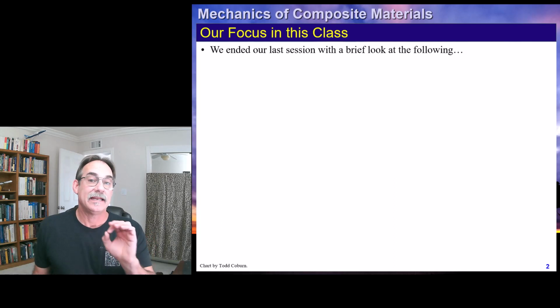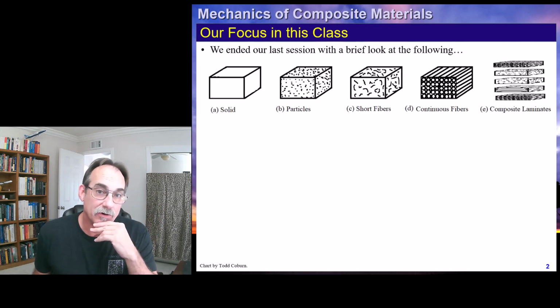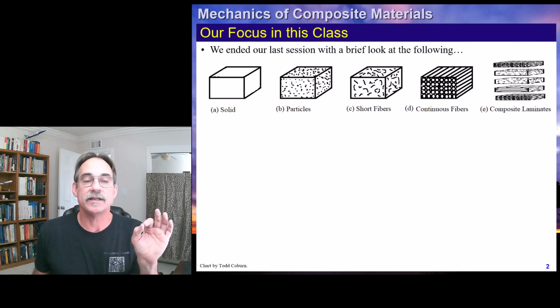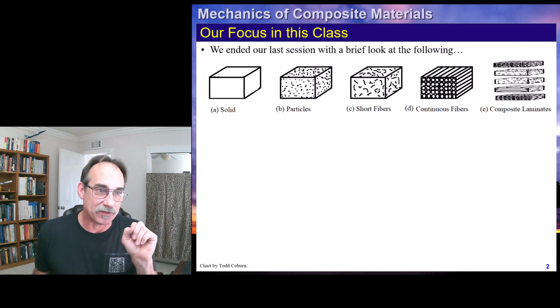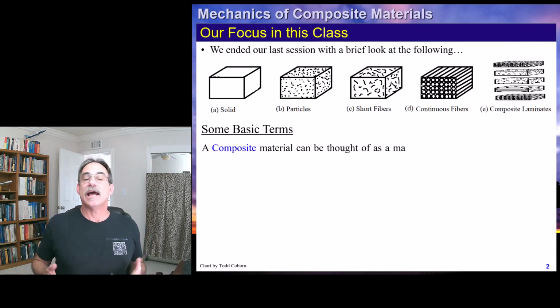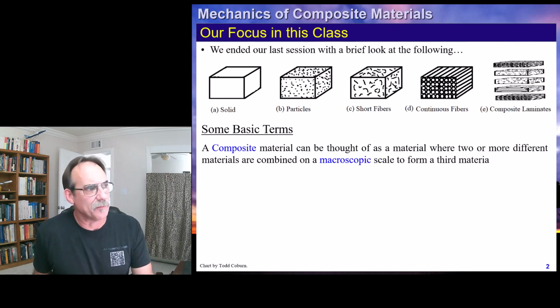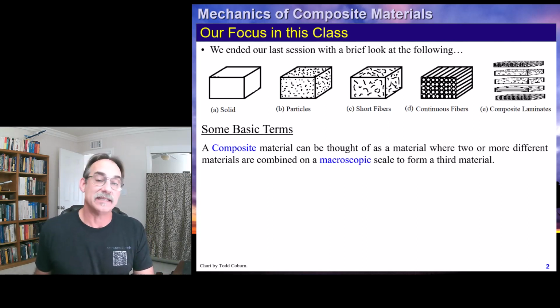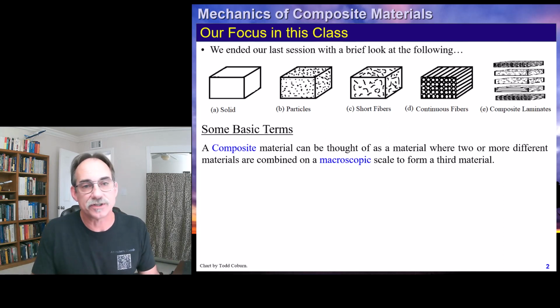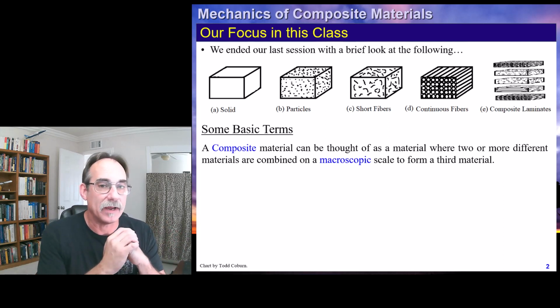We kind of ended our last class by looking at the kind of materials we might encounter, and we talked about which ones we need these methods for and which ones we don't. Now we're ready to start talking about some basic terms. We talked about a composite being thought of as a material constructed of two or more materials, but made in such a way that it can't be loosely idealized as being isotropic.